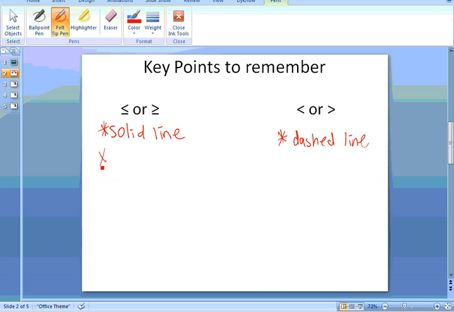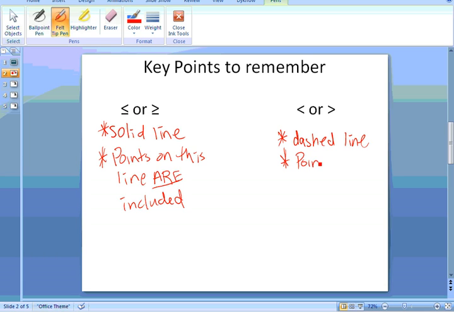If it's a solid line, points on this line are included. If it's not equal to, points on this line are not included.